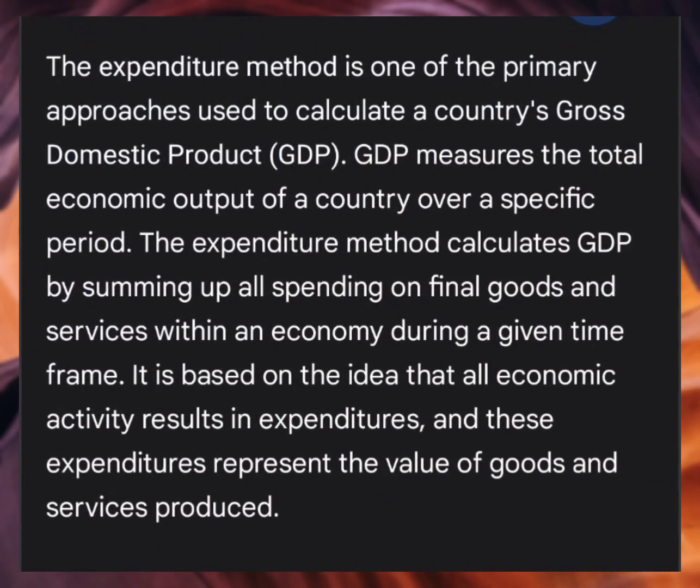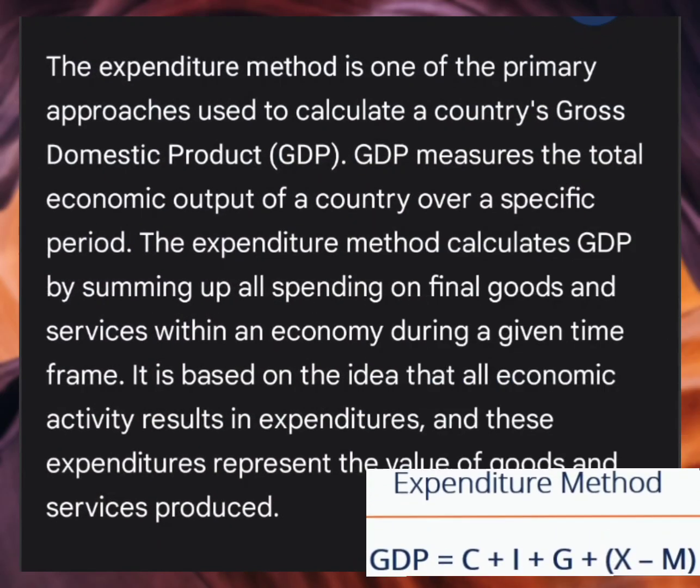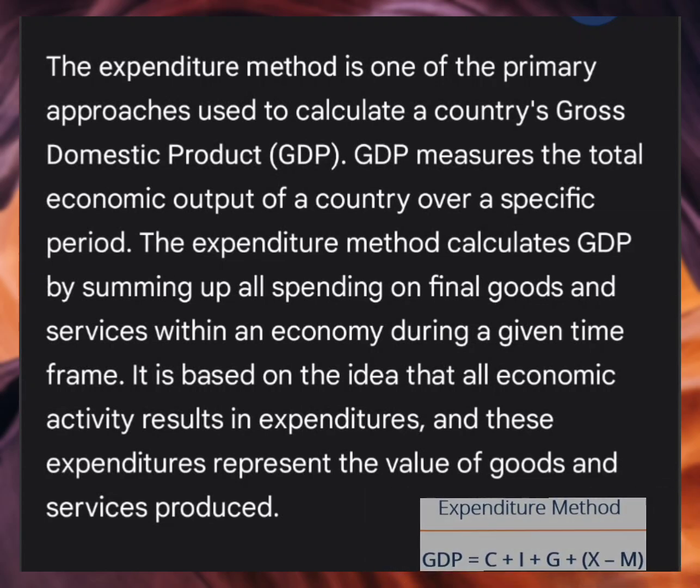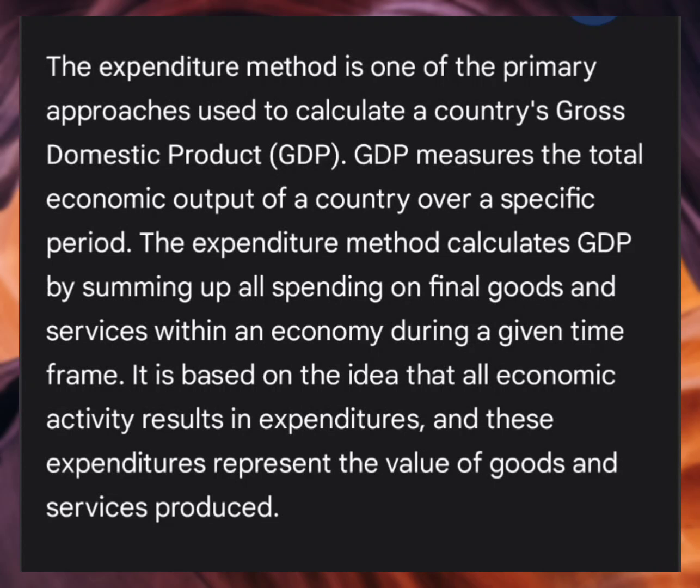The expenditure method is one of the primary approaches used to calculate a country's gross domestic product, GDP. GDP measures the total economic output of a country over a specific period. The expenditure method calculates GDP by summing up all spending on final goods and services within an economy during a given time frame. It is based on the idea that all economic activity results in expenditures, and these expenditures represent the value of goods and services produced.